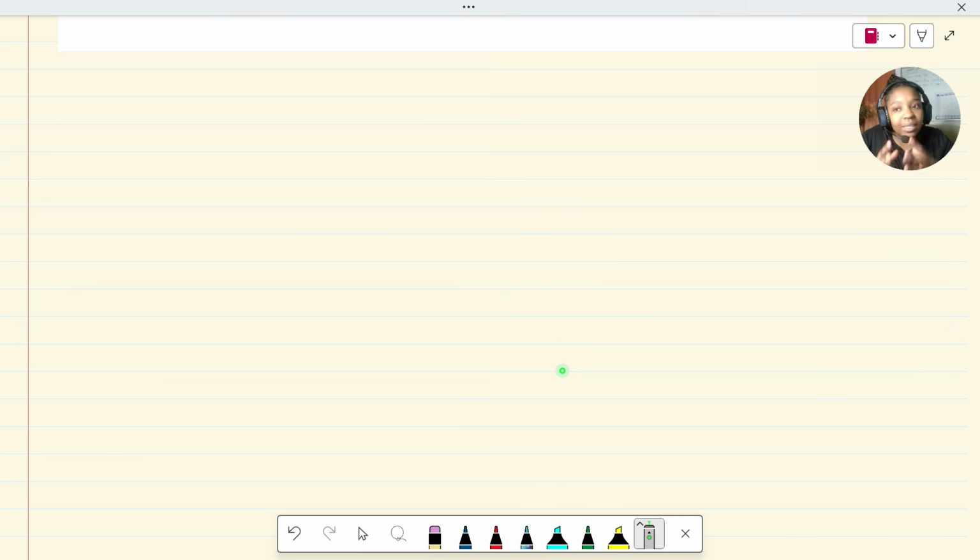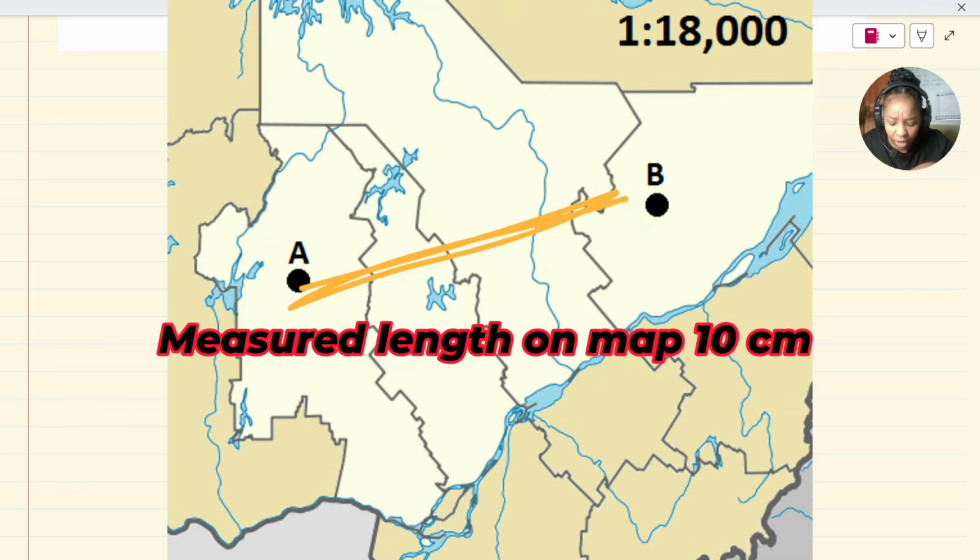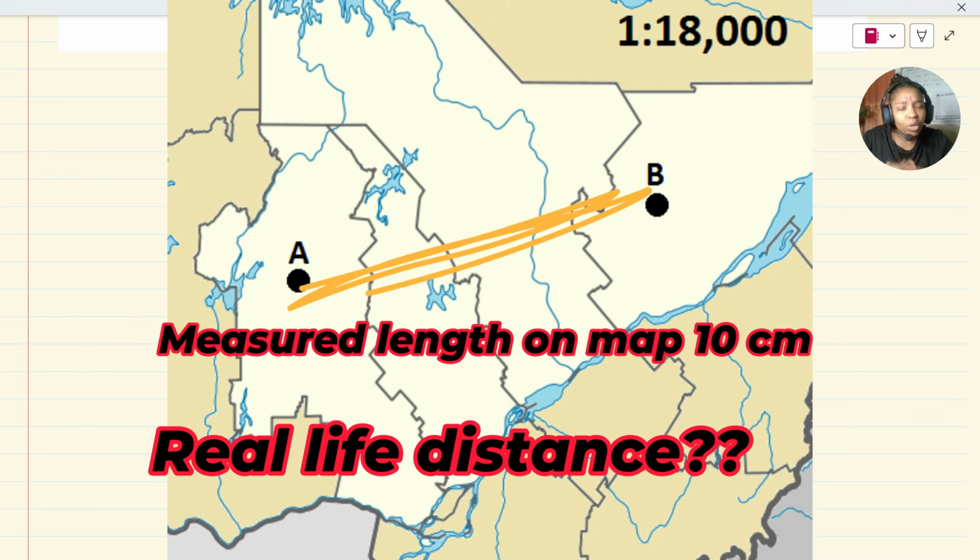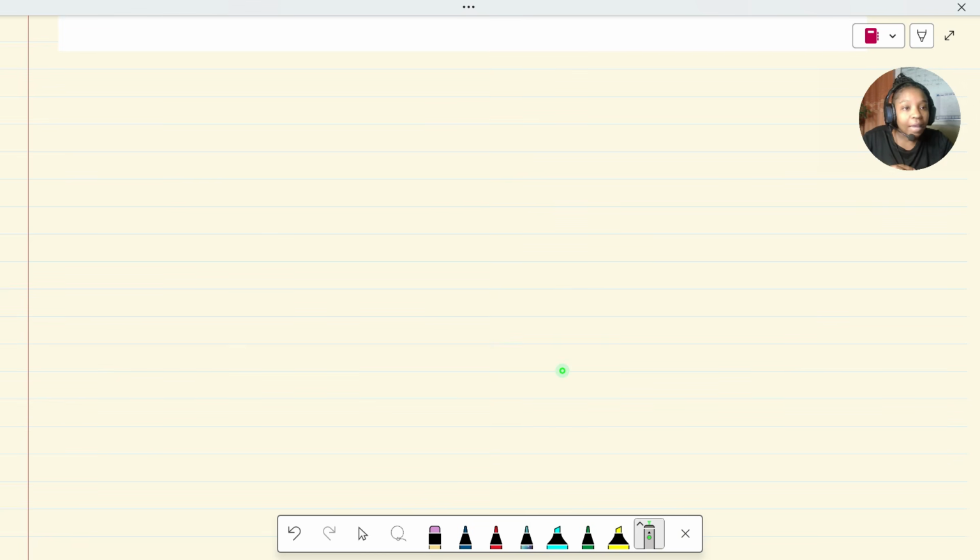We are given a scale on a map so that if they tell you that the distance from point A to point B on a map is equal to 10 centimeters, we can determine what that distance is in real life. That's the whole point. We want to be able to determine the distance in real life. So that's basically what we're going to be doing.